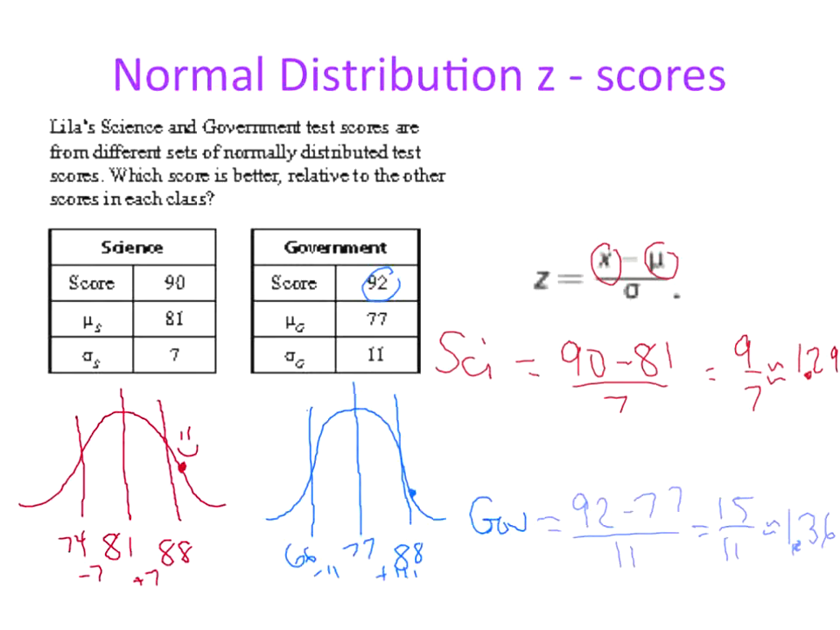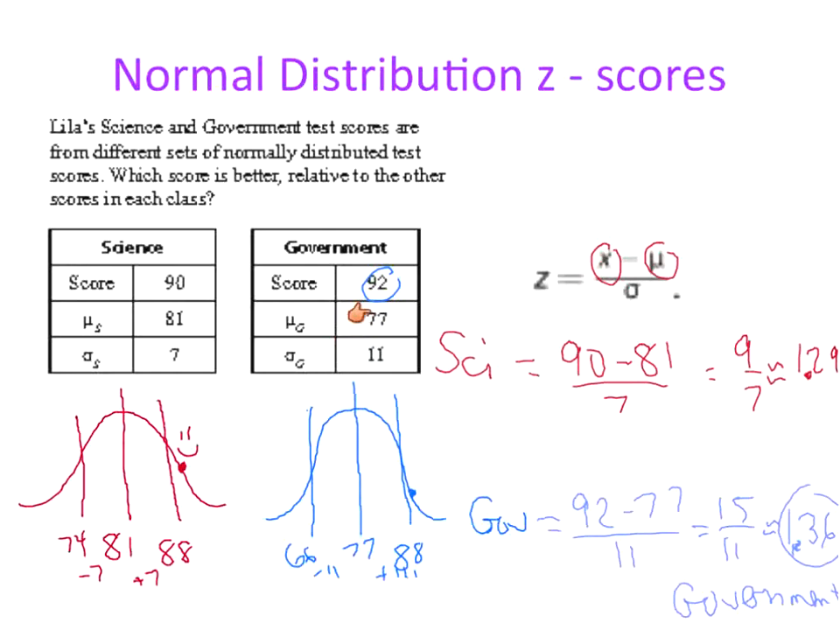So which Z-score is better? Government. Yep. So we're going to say which score is better relative to the other scores in class? Government. What I don't want you to do is look at your initial numbers and say, science was a 90, government's a 92, it's government. That's not how we have to figure it out. Does that make sense? We have to use our formulas.